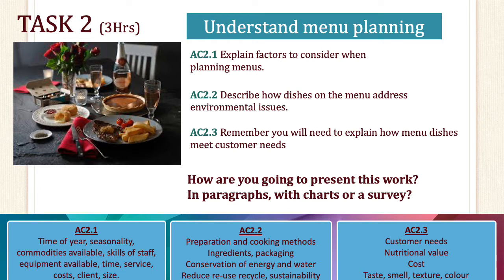And in AC 2.3, whilst remembering how much you will need to meet your customer needs, you also need to include full thoughts about the nutritional value of the food, taste, smell, texture, and color. But most of all, you also have to consider how you're going to present this work. Am I going to use paragraphs? Will I use charts or a survey? All this will also be considered.